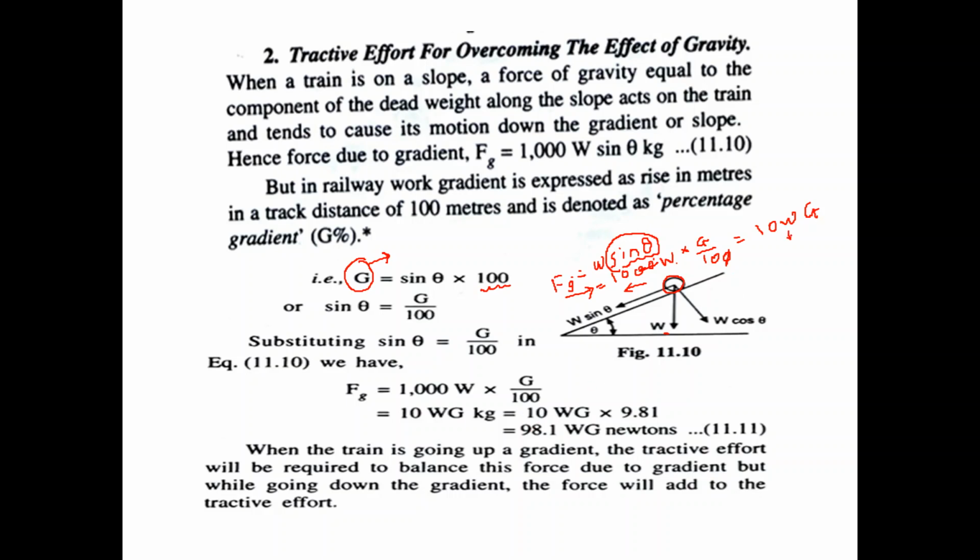Now this weight is actually mass into acceleration. So gravitational acceleration is taken into account, 9.81, so it is multiplied by 9.81. So this is the equation Fg we have to remember: it is 98.1 W into G. W is the weight of the train in tons, and G is the gradient of the slope, in terms of percentage. That we have to remember.